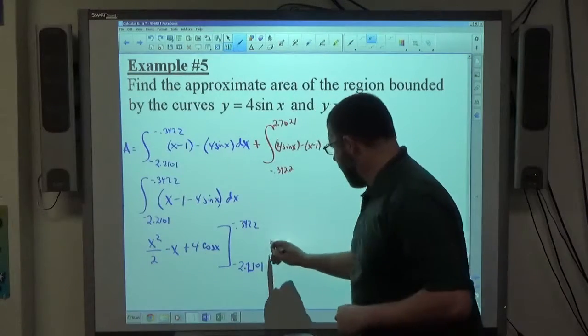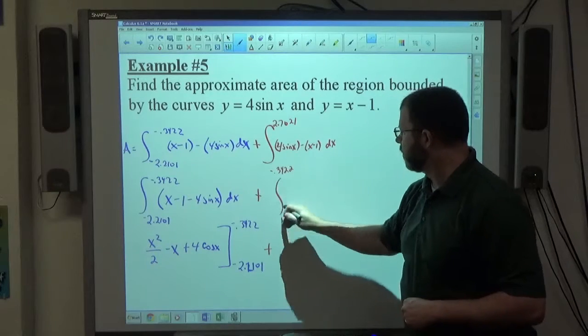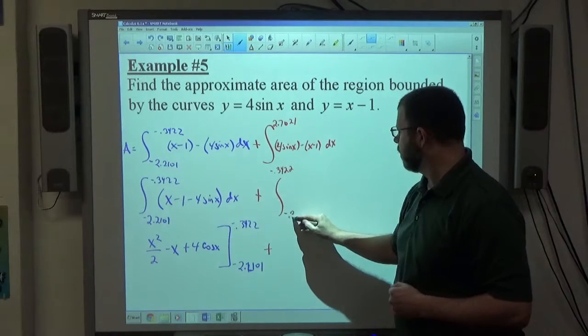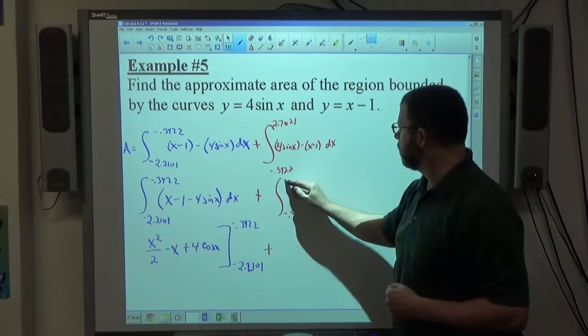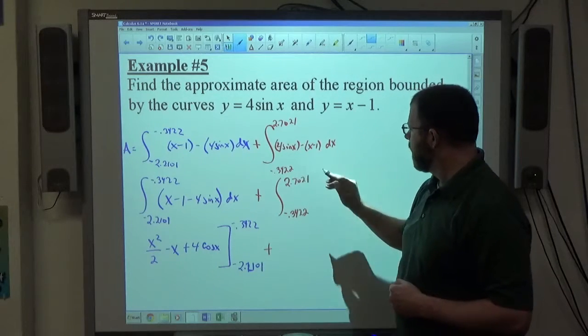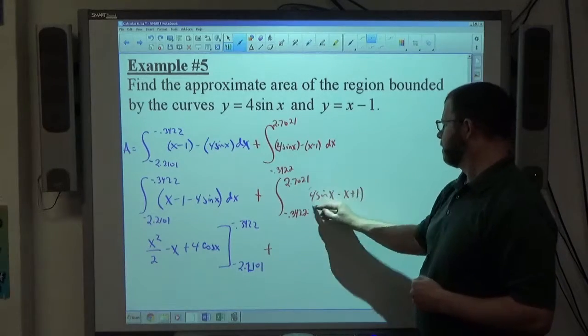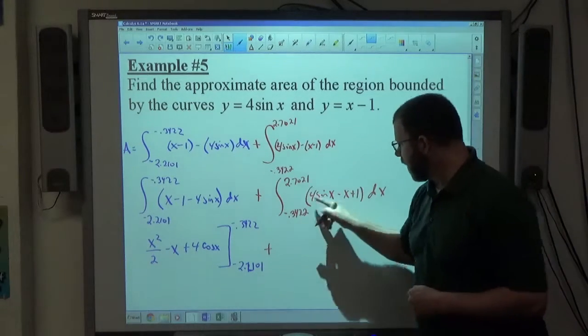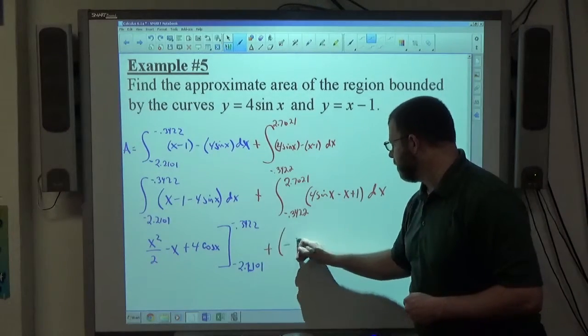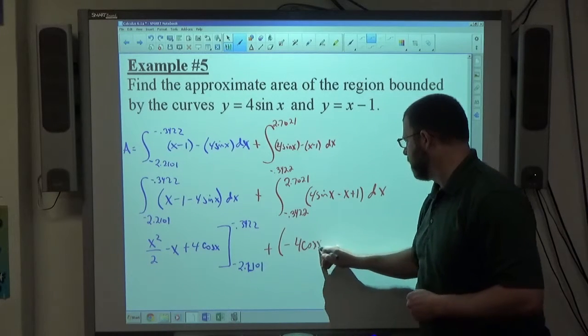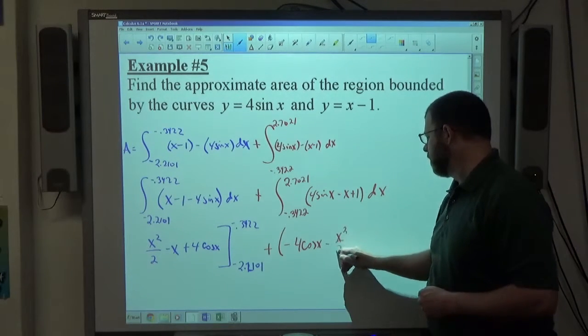And to that we're going to add this integral, which is from negative 0.3422 up to 2.7021, and it's 4 sine of x minus x plus 1 dx. So the antiderivative of this is going to be negative 4 cosine of x minus x squared over 2 plus x.